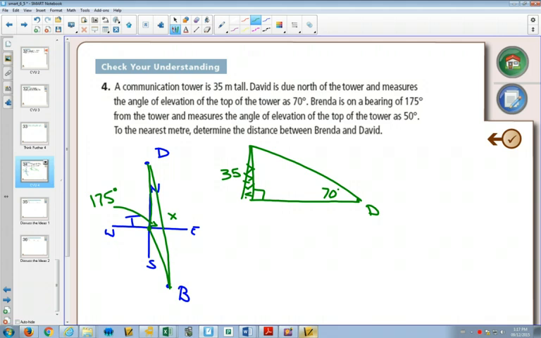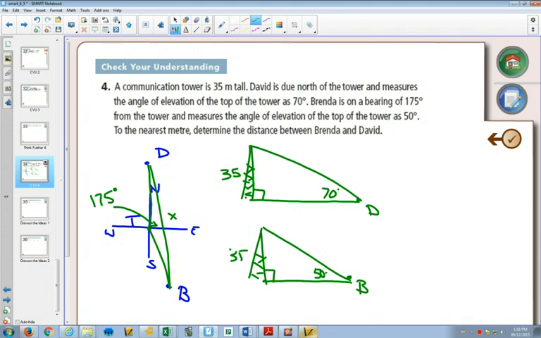We can do the same thing, 35-meter tower, for Brenda. Her angle of elevation is 50 degrees. Again, this would make a right angle there. So these are the three different situations.